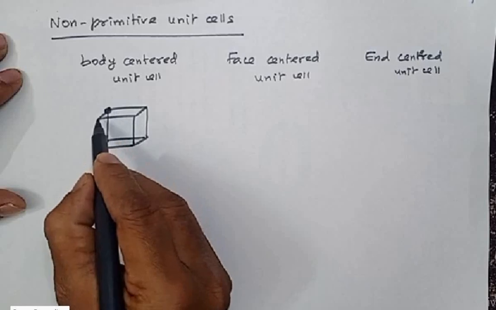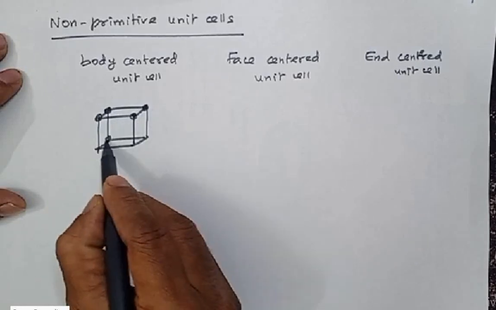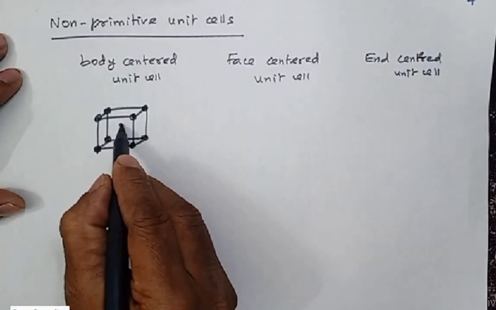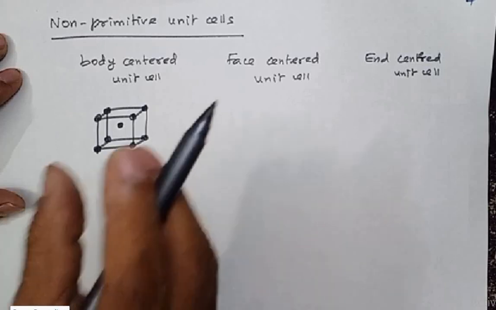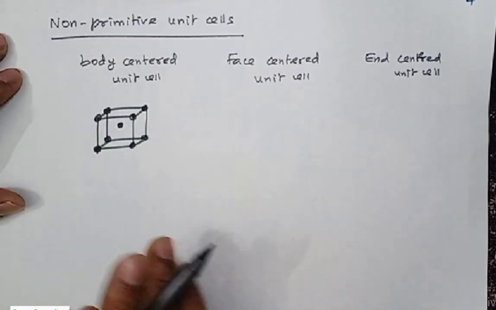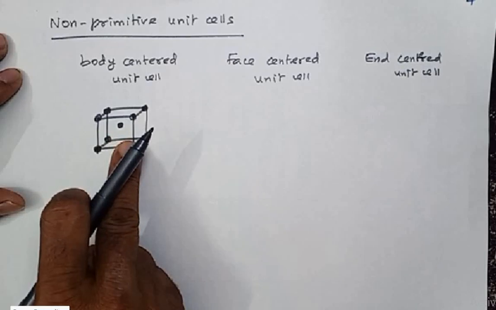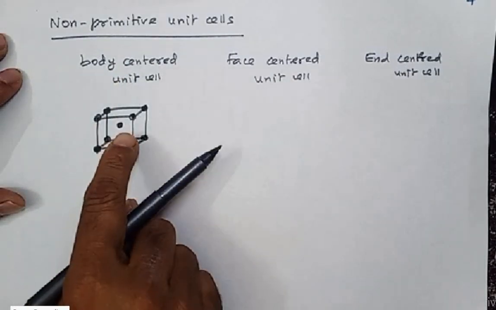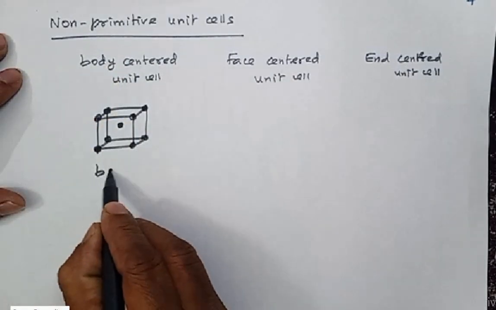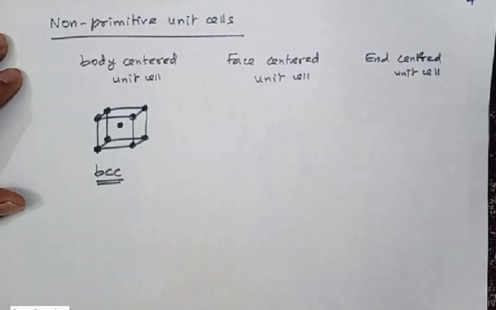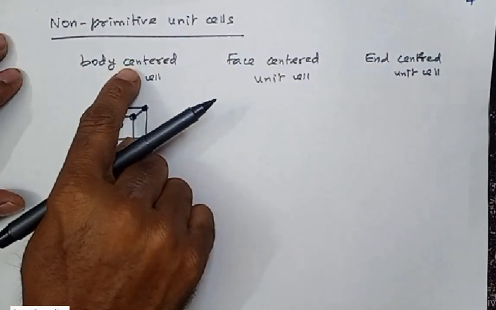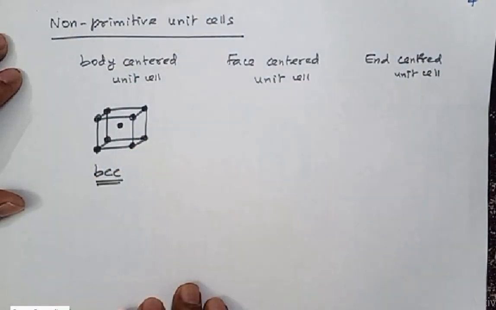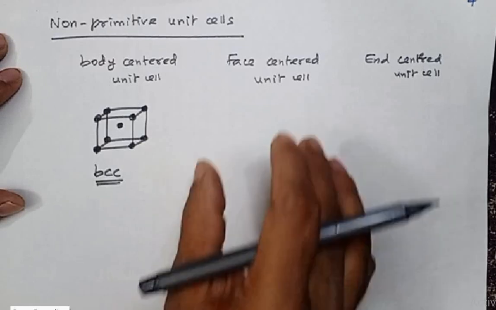Listen. Apart from atoms at the corners, we have an atom present at the center of the cube. If an atom is present at the center of the cube, apart from corners, then that unit cell is called a body-centered unit cell. If I take a cube, then it is called a body-centered cubic unit cell, BCC. Body-centered is the general term. Then what is meant by face-centered?